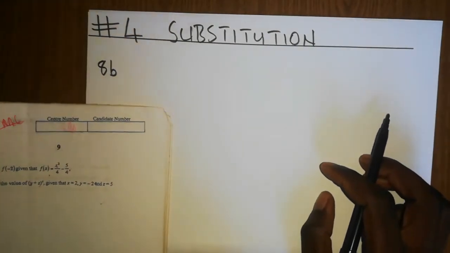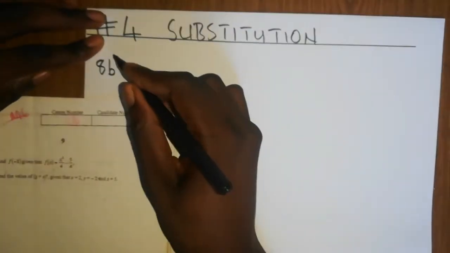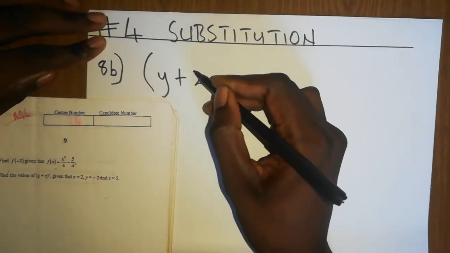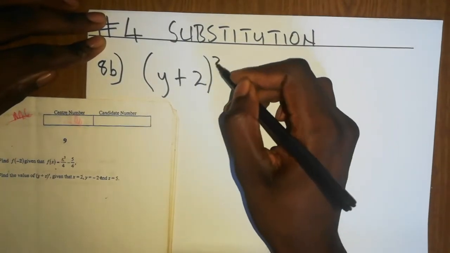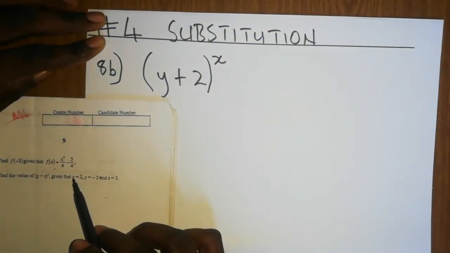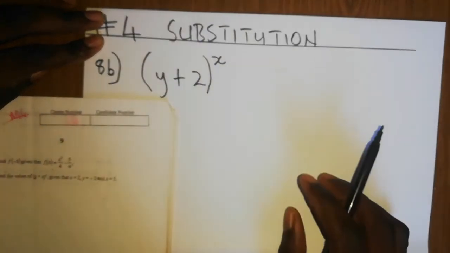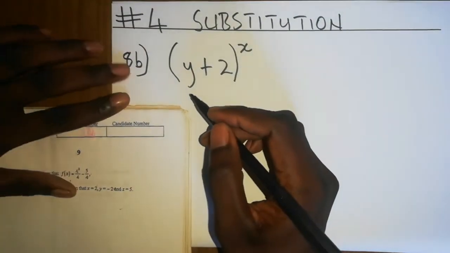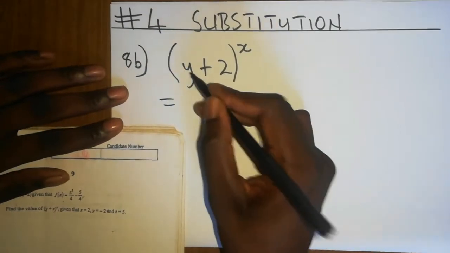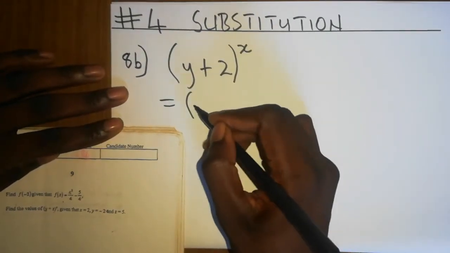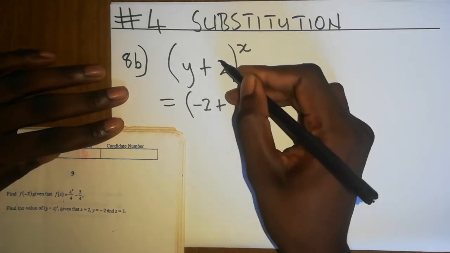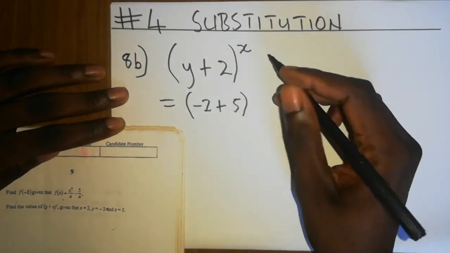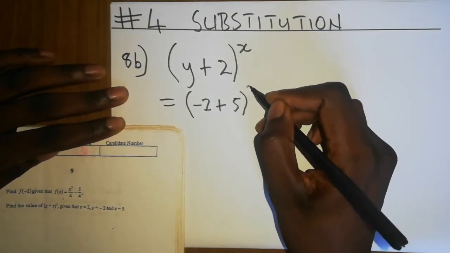So it's (y plus z) to the power x. We are given the values of what? The values of x, y, and z. So it's just substitution. So I'm going to say it is equal to, what's the value of y? The value of y is -2. So plus, what's the value of z? The value of z is 5. Close. Then what's the value of x in the power? The value of x there is 2.